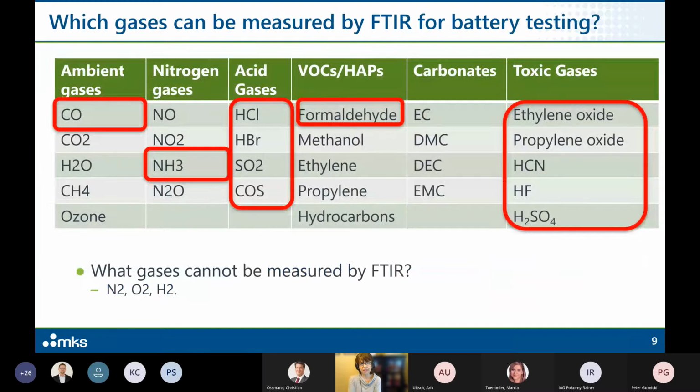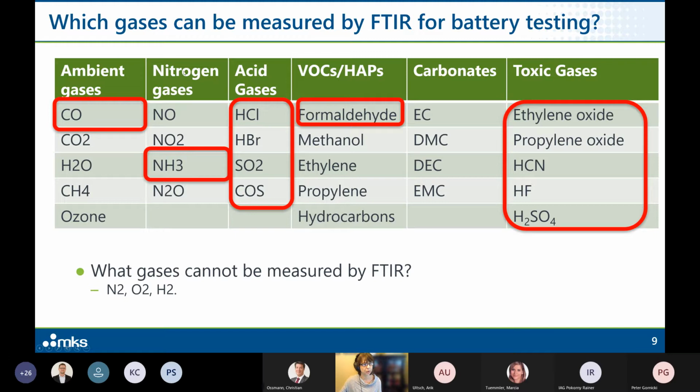So for battery testing, we can measure lots of gases. This shows all the gases that we have added to our recipe. The main ones I've highlighted in red, because these are the ones that people have been mostly interested in.